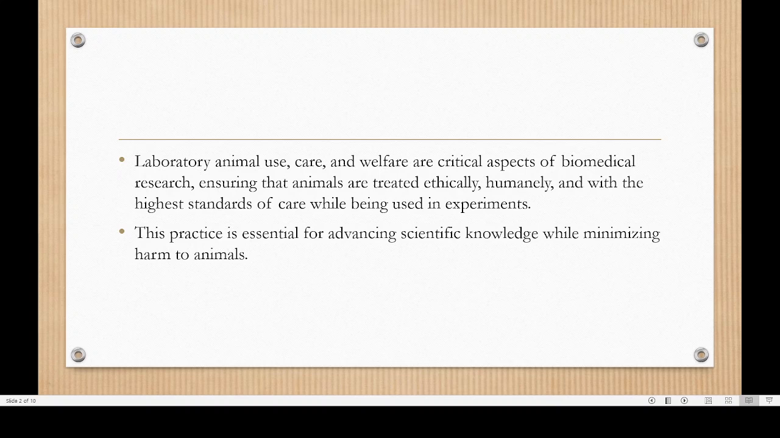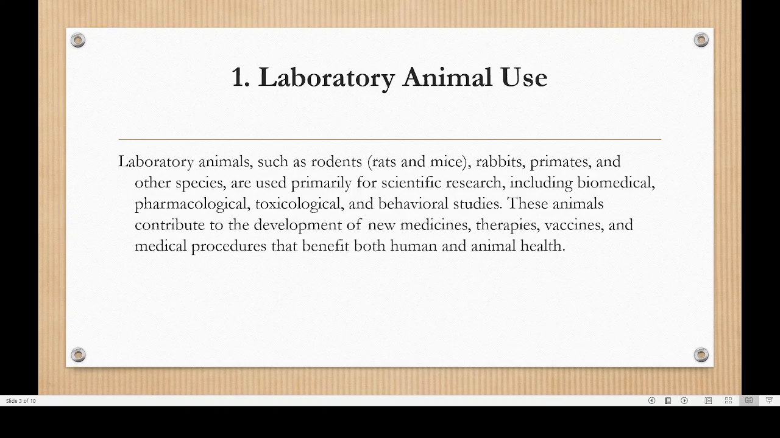So this practice is very important in improving our knowledge about animals and about the medical aspects of a drug. So how are we using animals? Laboratory animals such as rodents, which are mainly rats and mice, and similarly rabbits, primates and many other species are used in pharmacological research. Pharmacological means drug development.